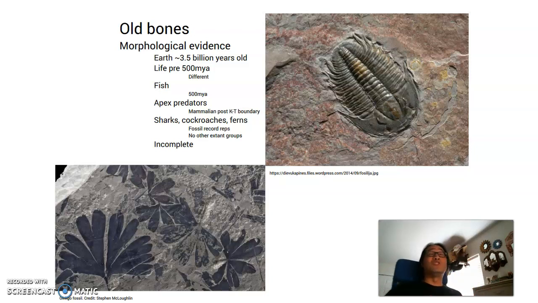The only exception to this great change over time would be sharks, cockroaches, and ferns, and those have been around for a long time. They have fossil record representatives, and us, of course, they are still in existence today. One of the few that survived all that turmoil throughout the eons.